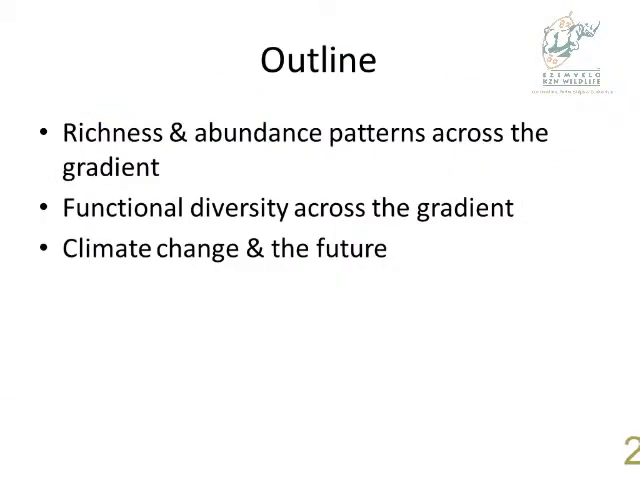So I'm going to talk about three things today. Firstly, richness and abundance patterns across the altitudinal gradient. Then I'll say a little bit about functional diversity across the gradient. And then to end off, I'll talk a little bit about climate change and the future, where we should be heading with this.